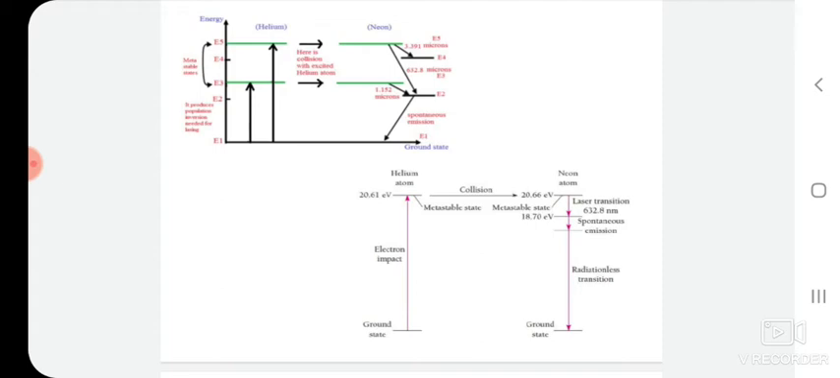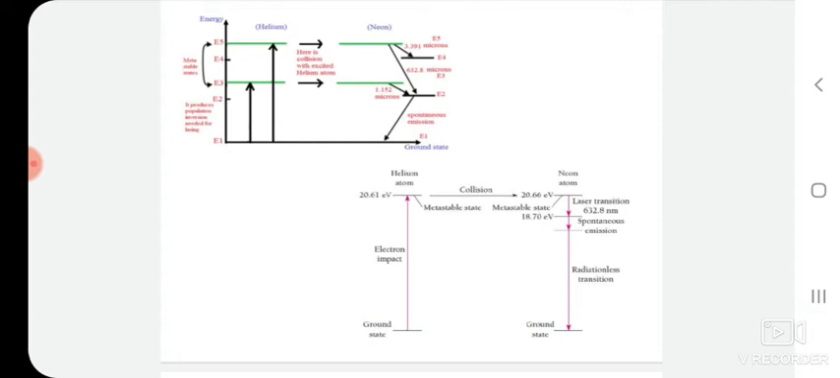The laser transition in neon is from the metastable state, that is 20.66 electron volt, to an excited state, that is 18.70 electron volt, with the emission of a 632.8 nanometer photon, as we see in this energy level diagram.